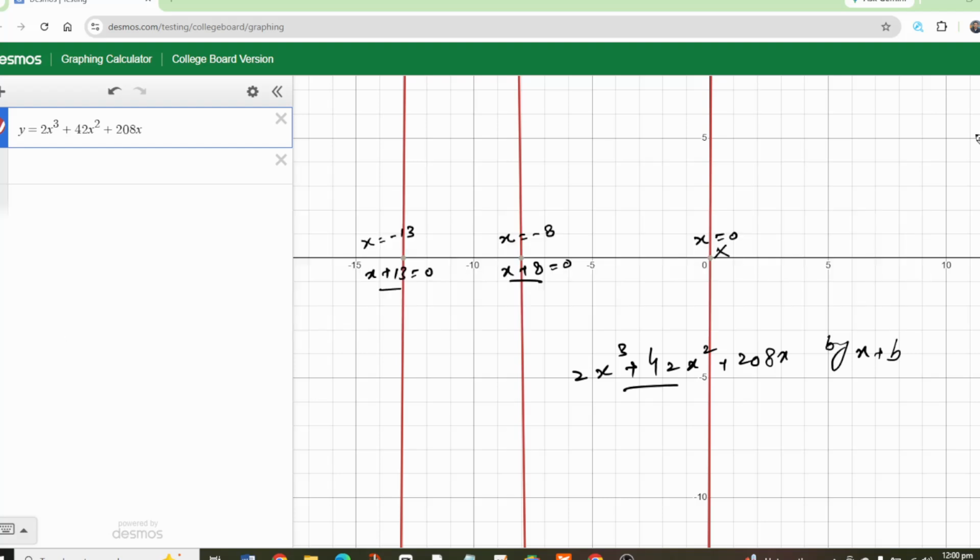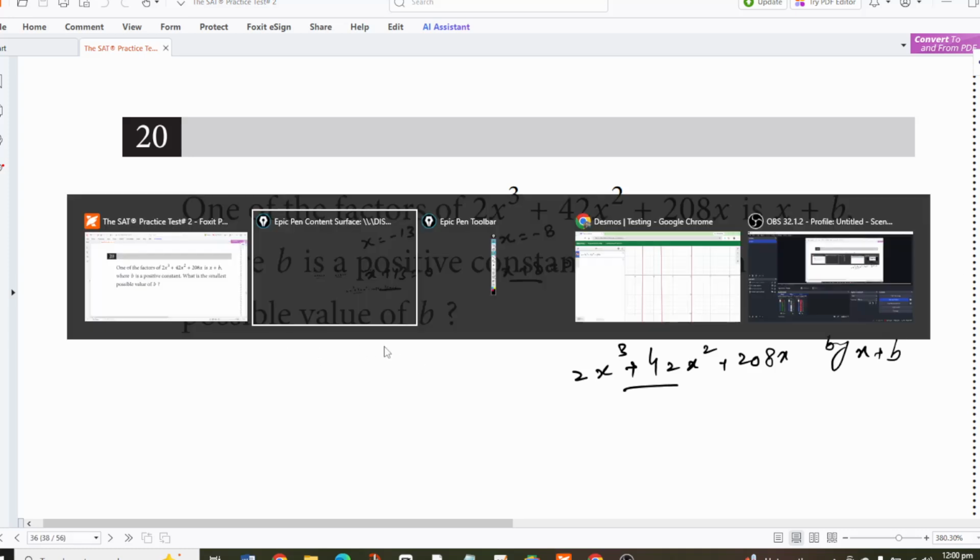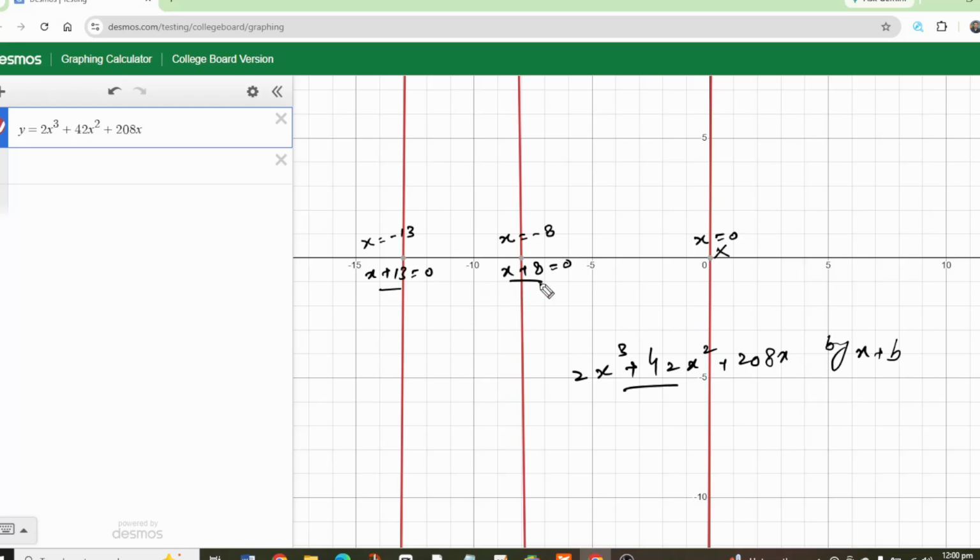That is the smallest possible value of b. So that means that is 8. 13 is a larger value, 8 is a smaller value, and 0 is smaller but it's not positive. So 8 would be the answer. So b is 8, so it's x plus 8. We can divide this function by x plus 8, by x plus 13, and x is equal to 0. So the value of b is 8. Isn't it interesting?